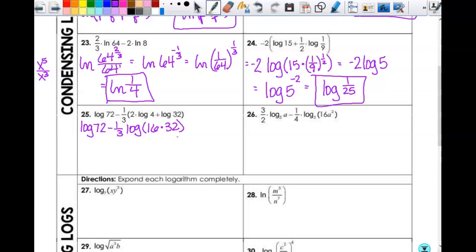Y'all agree with that? If not, what's 32 divided by 2? 16. So isn't this the same thing as 16 times 16 times 2? You know what 16 squared is? 256, and then you double that and you get 512. So this is equal to the log of 72 divided by 512 to the 1/3 power.